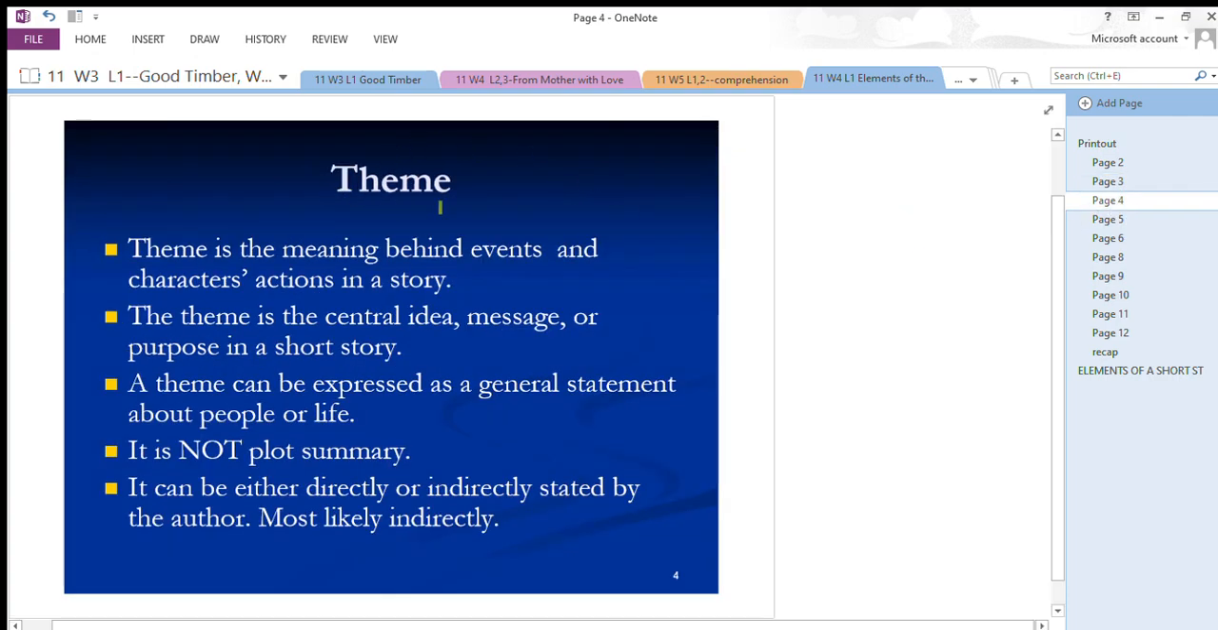Next, we have theme. This is very important. Theme is the meaning behind events and characters' actions in a story. The theme is the central idea, a message or purpose in a short story. A theme can be expressed as a general statement about people or life. It is not a plot summary. You cannot say that the theme is the summary of the plot. Theme is the overall point of view which is described in that particular story or one act play. It can be stated either directly or indirectly by the author. Most likely it is stated indirectly. You have to derive the theme yourself, or you can give your personal opinion also.